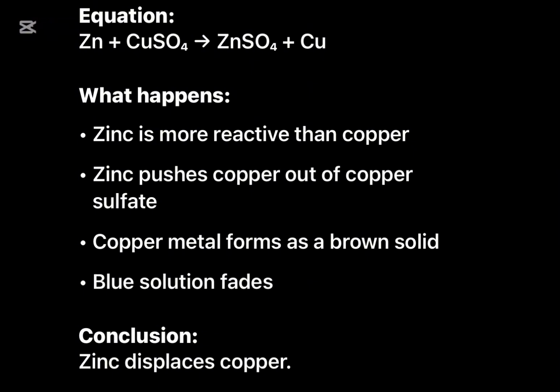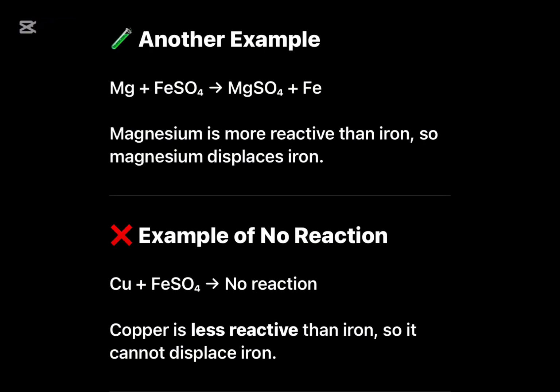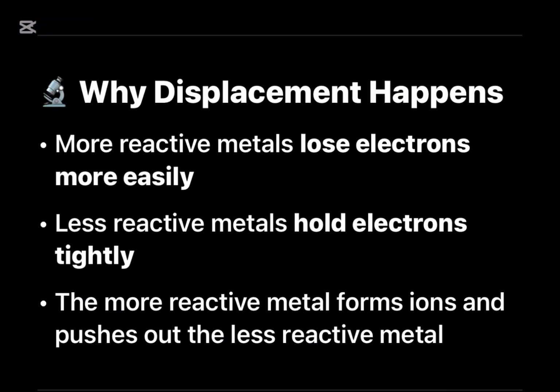Now here is another example of magnesium displacing iron from iron sulfate. Magnesium is more reactive than iron according to the reactivity series, so it will also displace iron from iron sulfate. Magnesium will definitely displace iron. An example of non-reaction, for instance: copper cannot displace iron from iron sulfate because copper is below iron in the reactivity series. Our next line is why displacement happens.